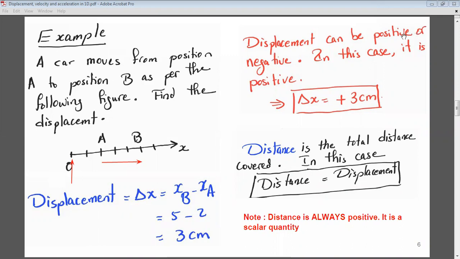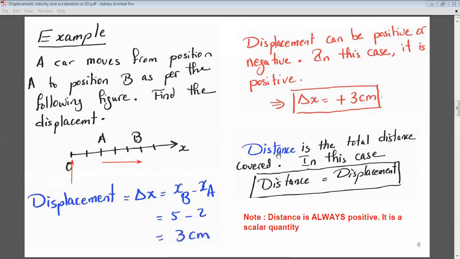Displacement can be positive or negative. It can be positive if I'm moving along the positive x-axis, as in this case. But it can be negative if I'm moving against the x-axis. I will give examples on that. But for now, I just want you to keep this in mind, that displacement can be positive or negative. In this case, it's positive because it's along the positive x-axis.